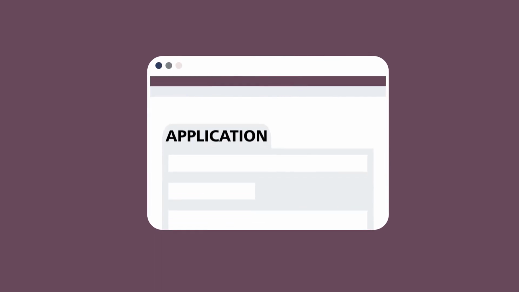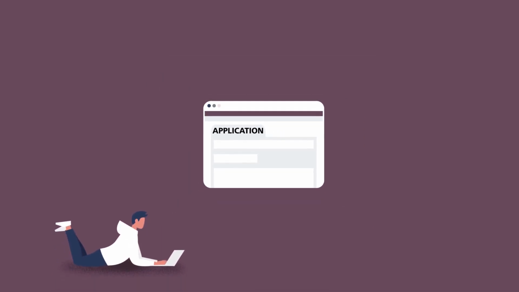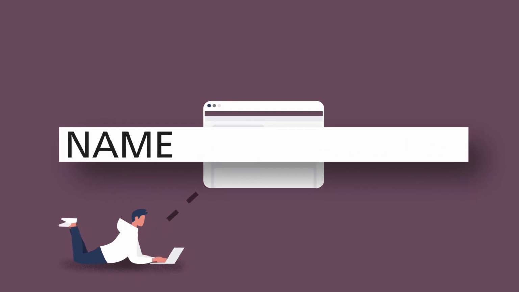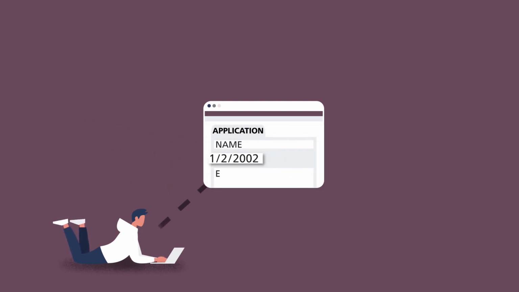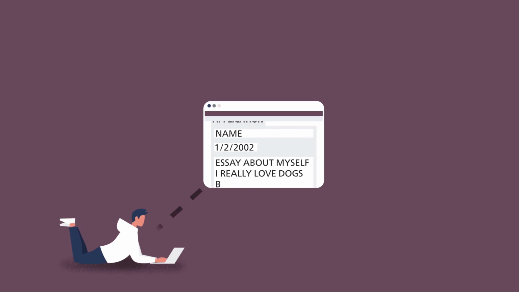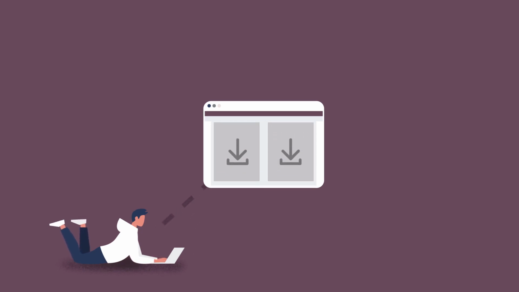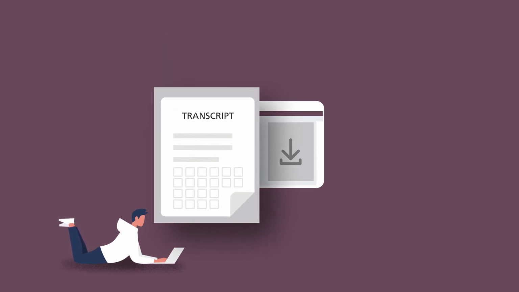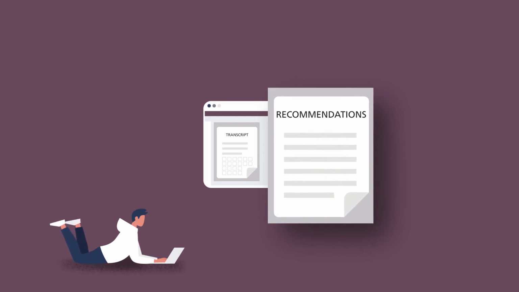In scholarship applications, a lot of the data can be provided to you by the student. Things like their name, their birth date, their essay about themselves. However, there are probably pieces of the application that you want to receive from someone else. Maybe we want to receive transcripts from counselors or recommendations from teachers.